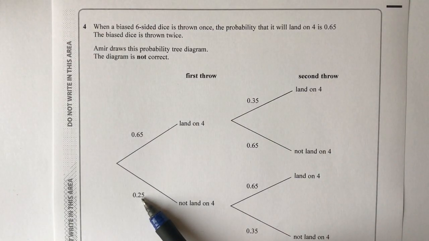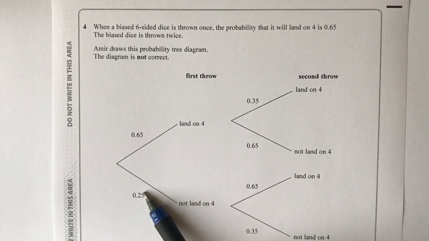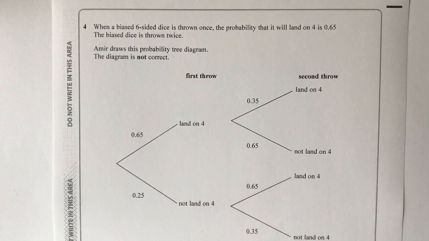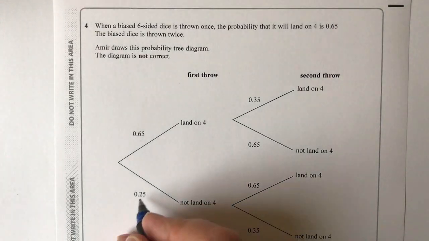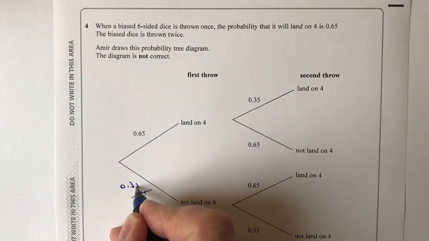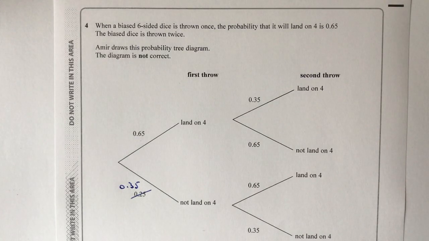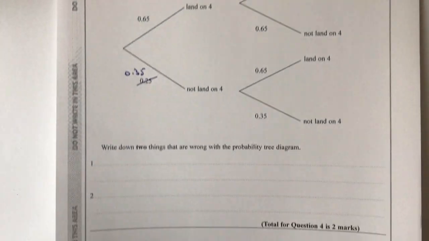It's actually going to be 0.35 because these two probabilities need to add up to 1. Okay, so straight away I've just read the first sentence and looked again at the diagram, and it should be 0.35. Okay, so that's the first thing. And then it says the biased dice is thrown twice. Amir draws this probability tree diagram, and the diagram is not correct. Okay, well, we've spotted the first one, so two things that are wrong.